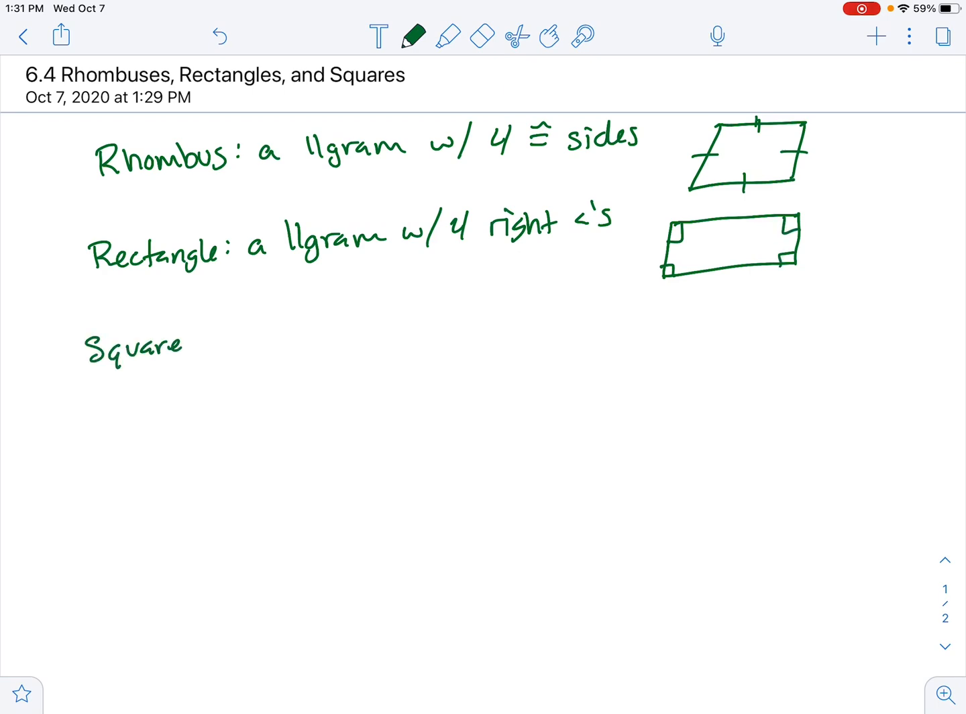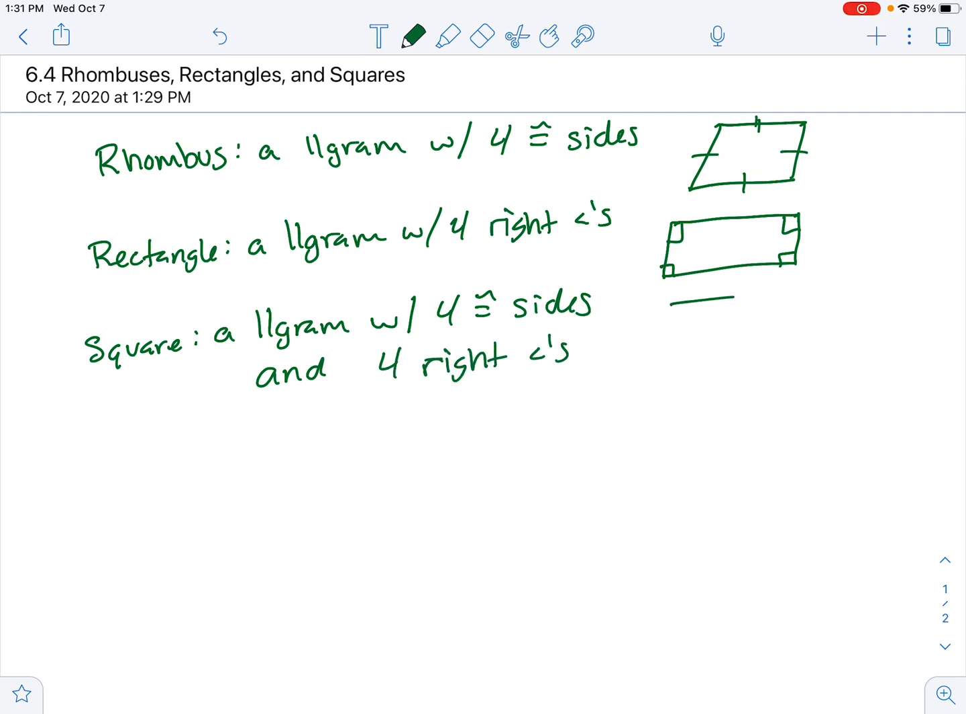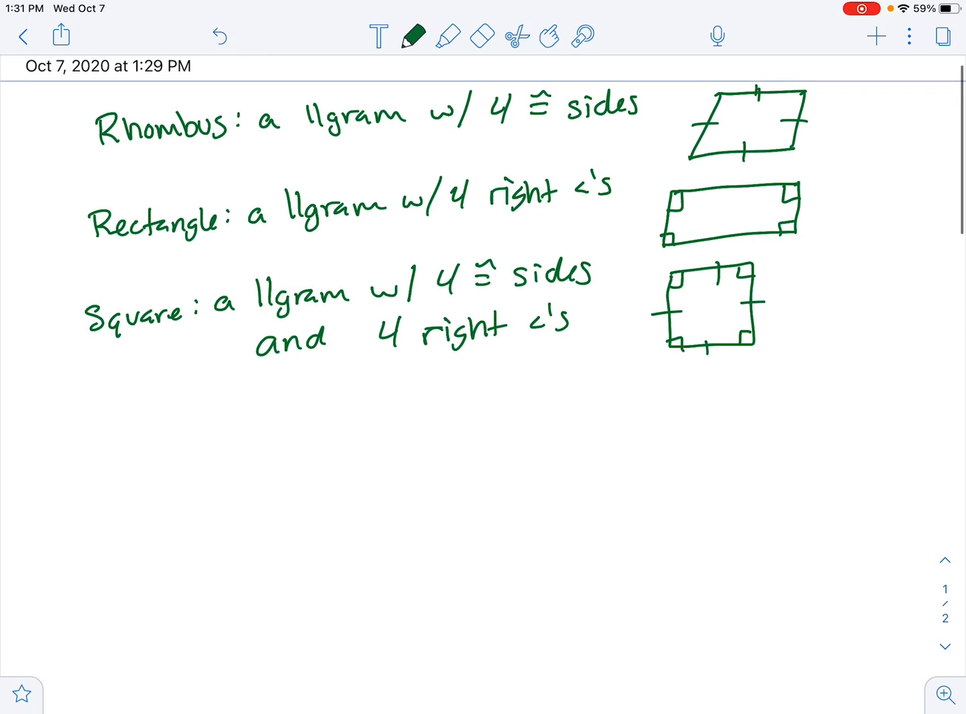And then we have a square. What's a square? A square is a parallelogram with 4 congruent sides and 4 right angles. So 4 congruent sides and 4 right angles. Now, if this Venn diagram helps you, I would put it in your notes. If it doesn't, that's fine.